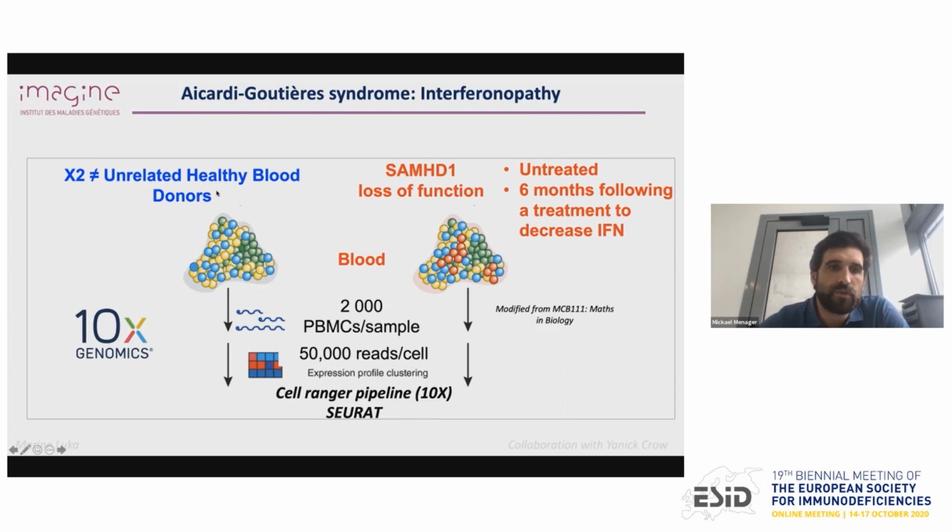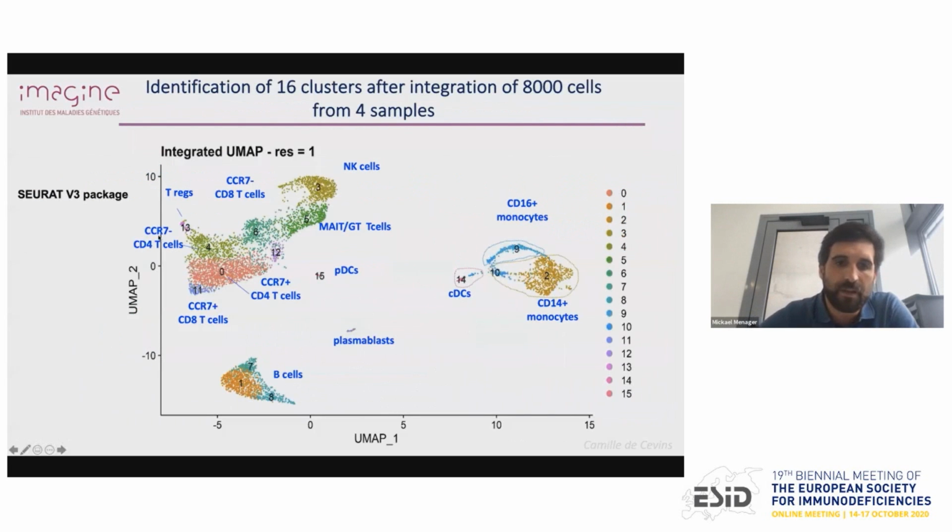We're comparing this time 2 different unrelated healthy blood donors with the cells of a patient with a loss of function mutation in SAMHD1, leading to an excess of type 1 interferon and this Aicardi-Goutières syndrome, before and 6 months following a treatment aiming to decrease type 1 interferon. We are using the same technology to make a library and to analyze single-cell data. We've plotted 8,000 cells from 4 samples in this UMAP and identified all the different clusters.